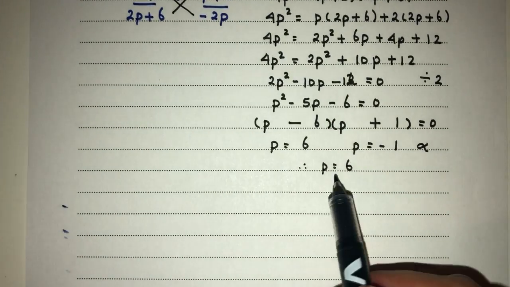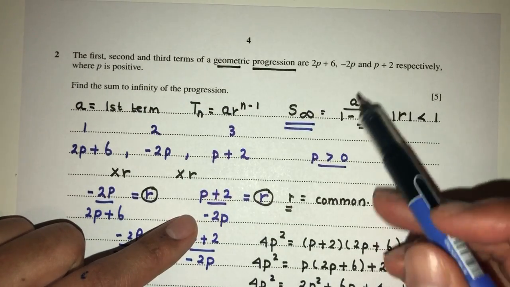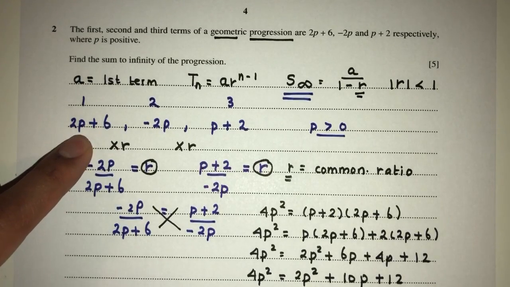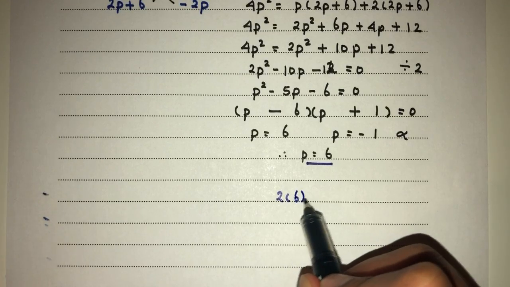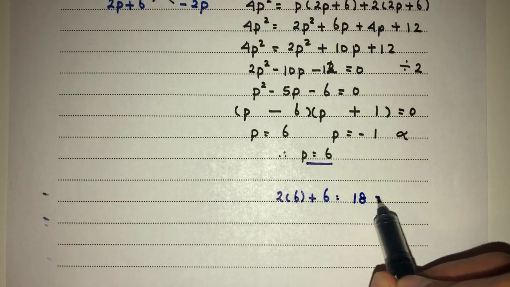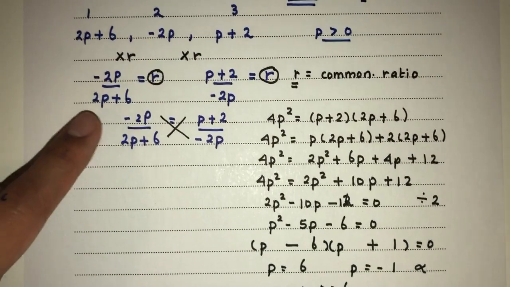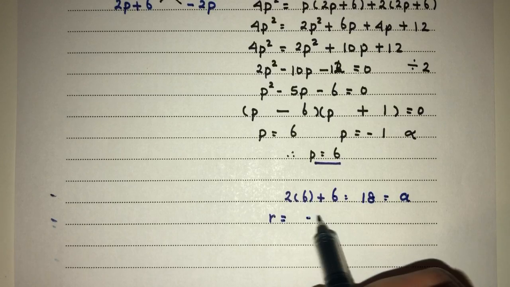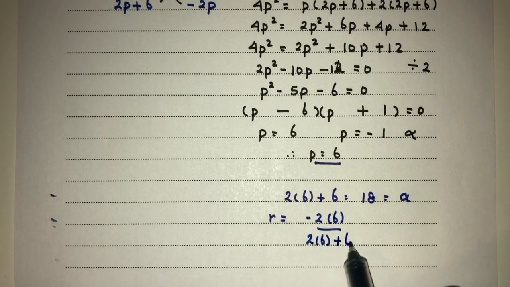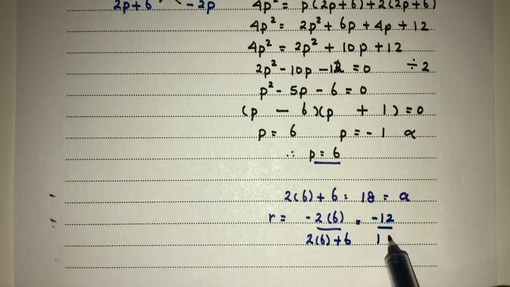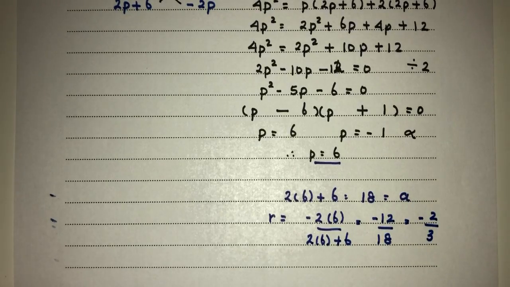Okay, so now if you have the value of p, what can you find? You can find the things that you need to find this value. So for example, I can find the first term. The first term is given to you by 2 times p plus 6. That will be 18. That is my first term. I can find the common ratio. r is given to you by this formula here, which is minus 2p, which is minus 12, divided by 2p plus 6. That will be minus 12 over 18, and that will be minus 2 over 3. That will be your value of r.